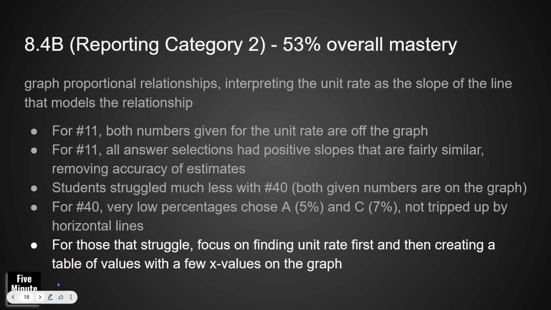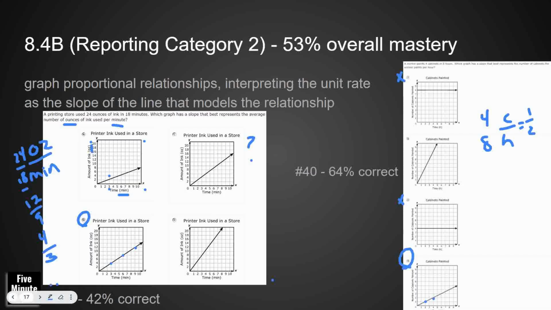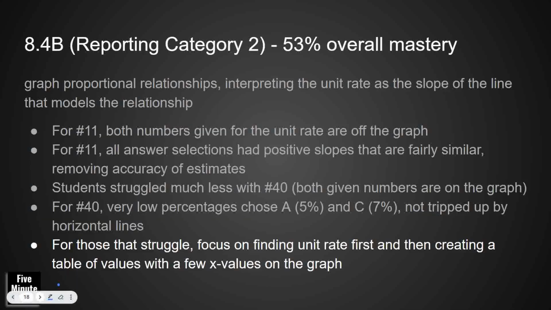And obviously, students struggled much less with number 40 because both the numbers are on the graph, and we didn't even necessarily look at that, but we could have just looked at the 4 and the 8 right here, right? We simplified that down to 1/2, but you also could have just gone with the 4 and the 8 and found that. So that was on the graph.